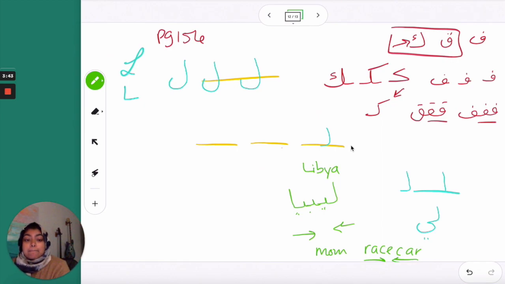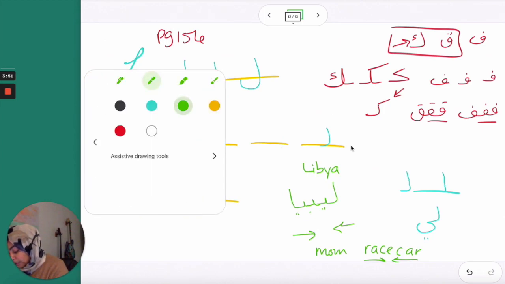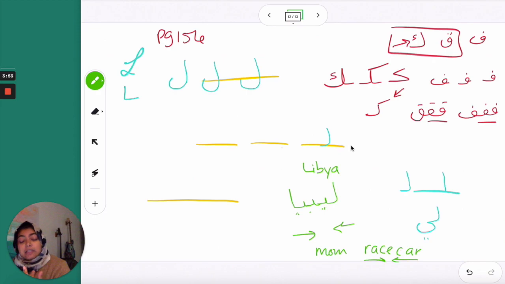Talib. Talib starts with a heavy T sound, fa, followed by an alif, fa. Alif does not connect to the next letter, so lam is going to be initial. Li, kasra, ba. Talib. Talib means student.